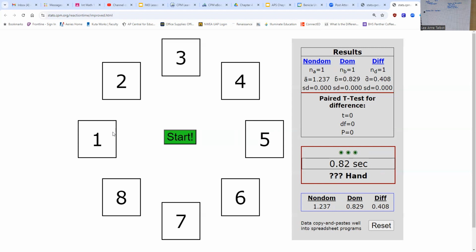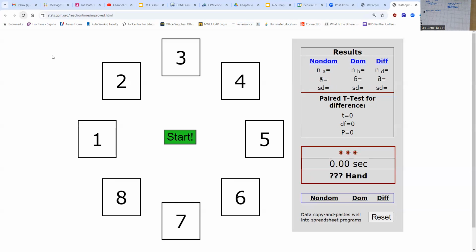Okay, so do you guys understand the experiment? Okay, so let me refresh it so that my data doesn't mess with your beautiful data.